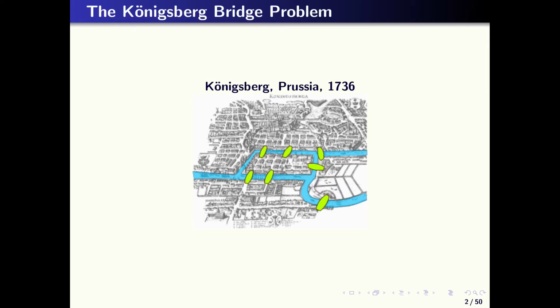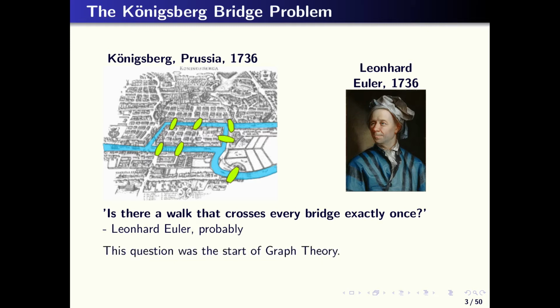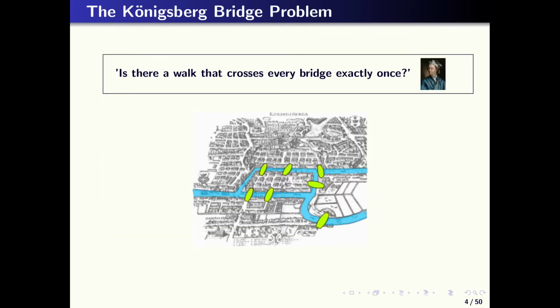You can't actually see the actual bridges, it's fine. And this guy here is Leonhard Euler, who was a mathematician in the 18th century, and he was interested in the question: is there a walk I can take through this city that crosses each of these beautiful bridges, and crosses each bridge only once? So a walk that crosses every bridge exactly once, and this question led to the start of graph theory and also modern topology, and we're going to talk a bit about it.